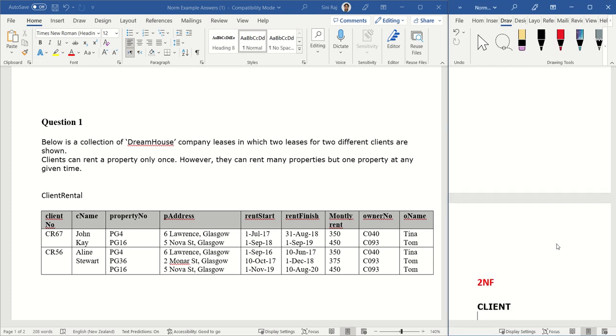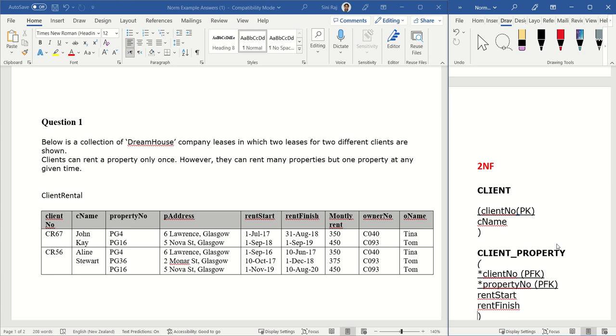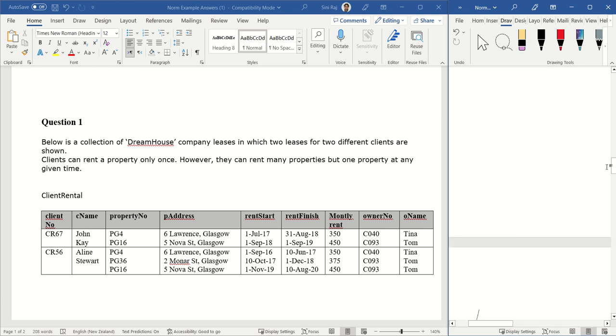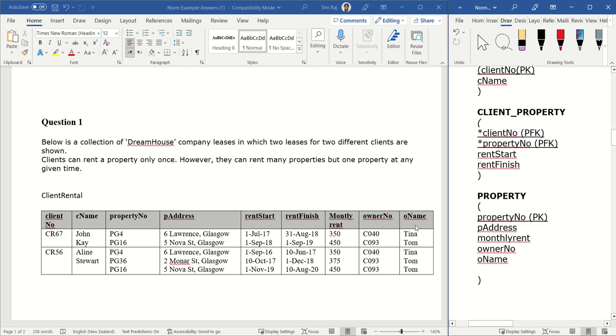So what we basically do is make a new entity. When we make a new entity, we will make this property number, property name, monthly rent, etc. as a new entity, and we will name it property. And as we have taken this PK, we need to relate these two tables somehow.